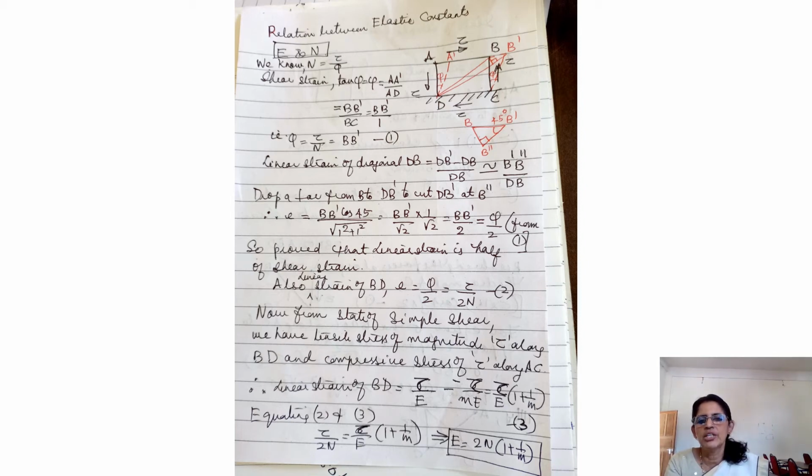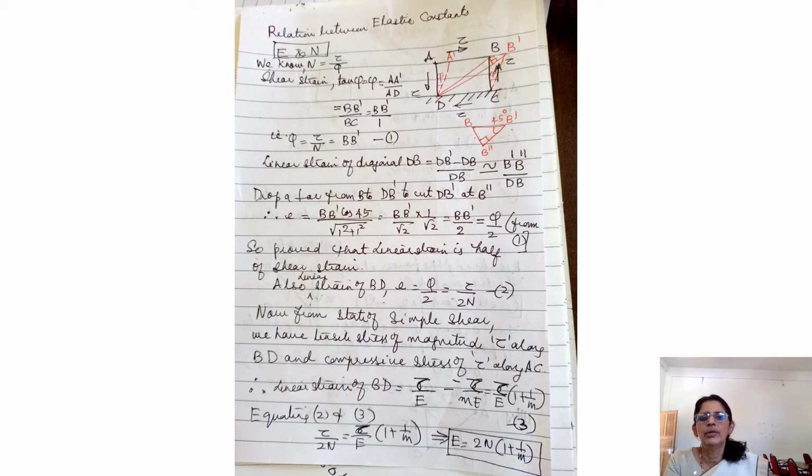Now again you have to do some approximations. For that, I have dropped a perpendicular from B to DB dash, which will cut DB dash at B double dash. I have taken separately a bigger diagram so that you can understand. This is BB dash, this is horizontal. From B I have dropped a perpendicular to DB dash, and again you are assuming this angle is equal to 45 degrees, right? So 45 degrees we have assumed. Now one more assumption is coming, I will just tell you.